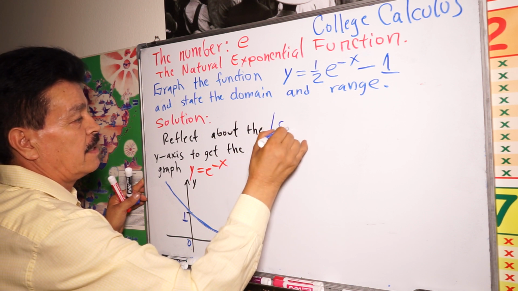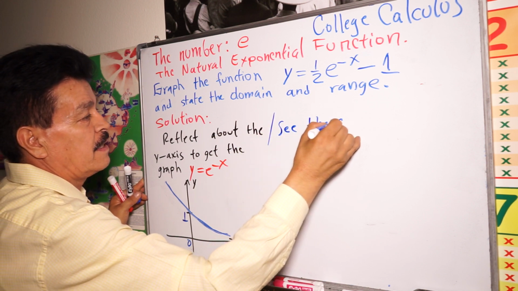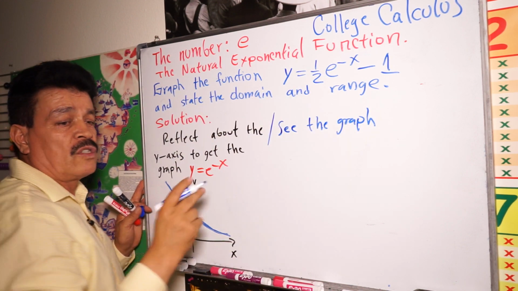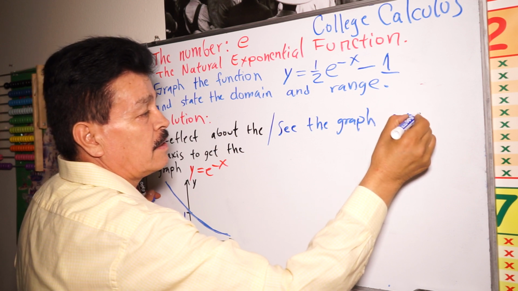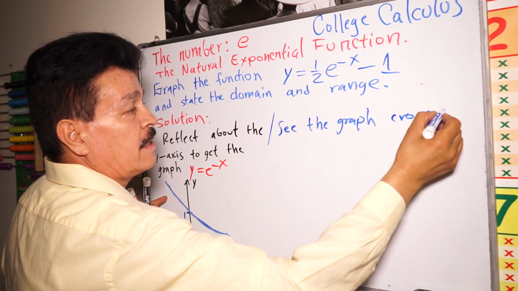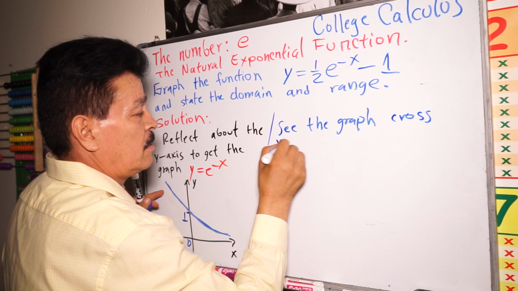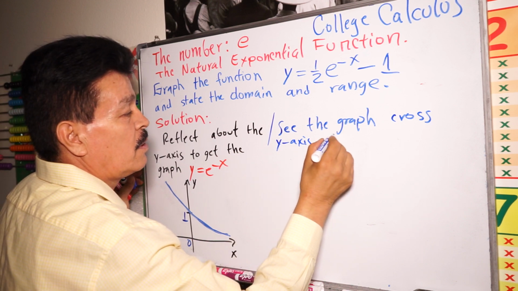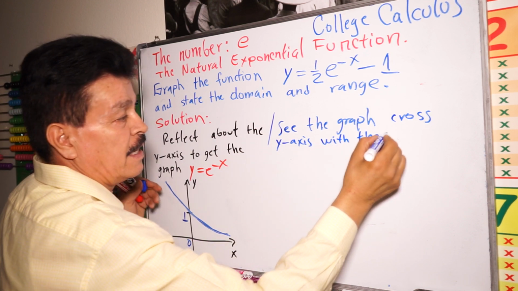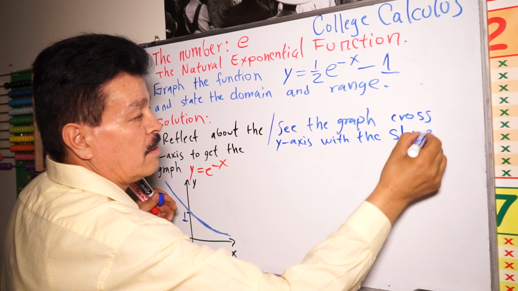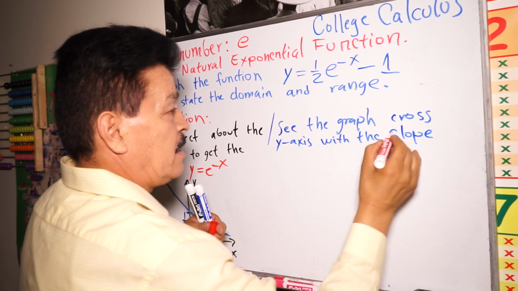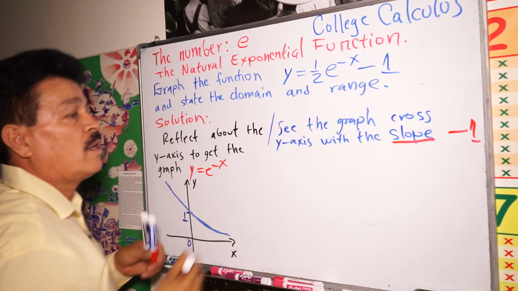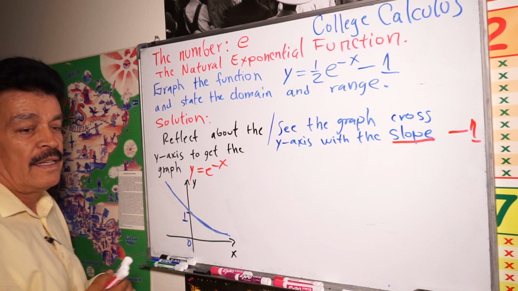Is right here. See the graph cross the y-axis. See the y-axis with the slope. So step by step, the slope. What is the slope? -1. -1 right there. So grab the graph.